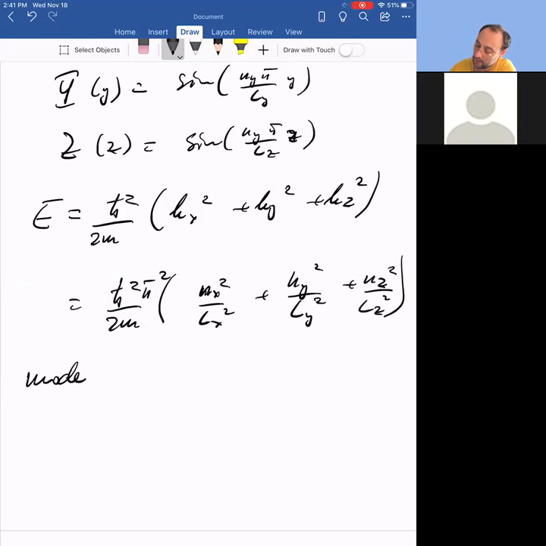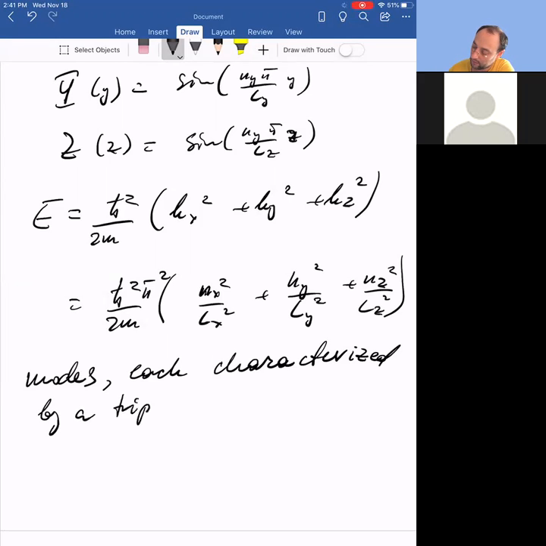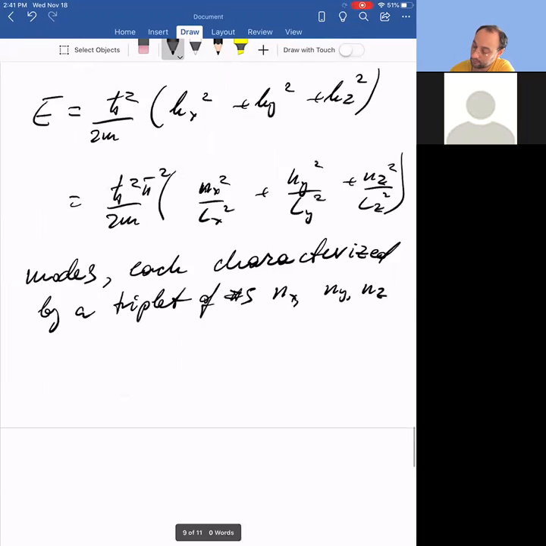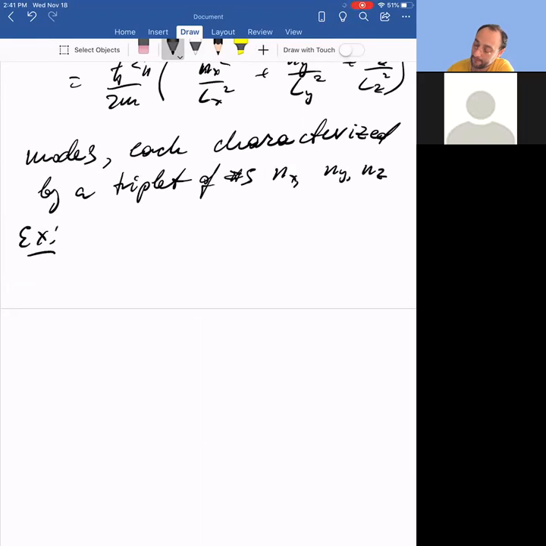So you get modes, each characterized by a triplet of numbers nx, ny, and nz. So for example, a mode with nx equals 5 and ny equals 3 and nz equals 1, I can call it the 5, 3, 1 mode.